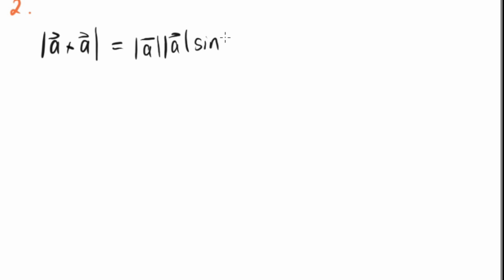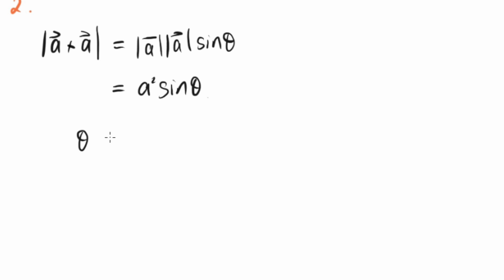In question 2, we're asked to find the magnitude of the cross product of two identical vectors. So I'll call my vector A. And I know the magnitude of my cross product is then equal to the magnitude of A times sine theta. So that's A squared sine theta, where theta is the angle between the vectors. And since the vectors are identical, theta is equal to 0. So therefore, the magnitude of my cross product of two identical vectors is 0.